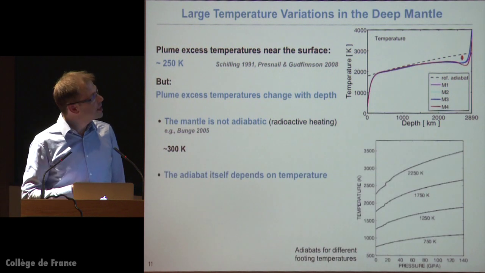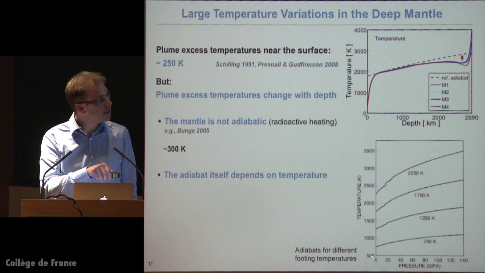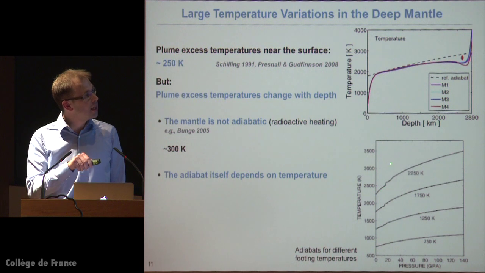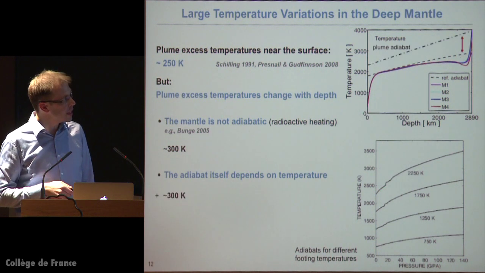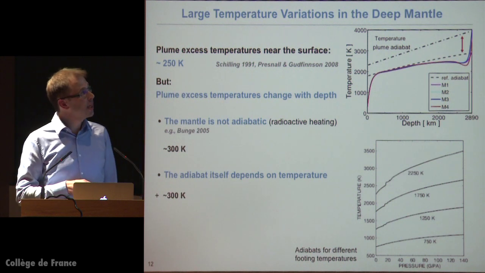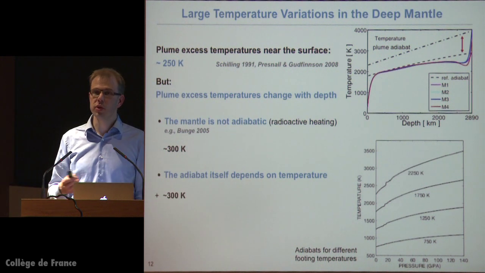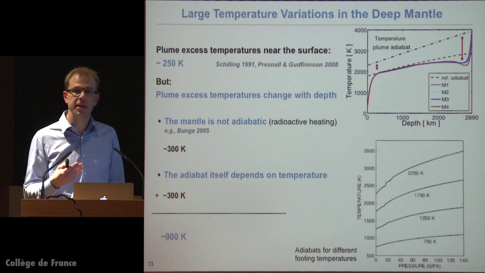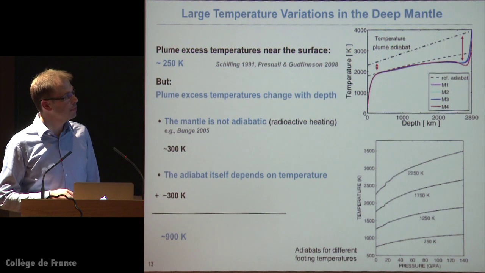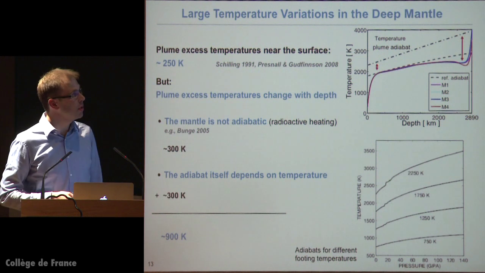The second effect is actually that the adiabatic gradient itself depends on temperature, so this is illustrated here in this figure as a function of pressure. Depending on the potential temperature, the adiabatic gradient gets steeper with higher temperatures. So for the plumes, this means we have to take into account a steeper gradient for the adiabatic ascent, and this gives another 300 Kelvin plume axis temperature difference between lower and upper mantle. So taken together, we expect at least 900 Kelvin to 1000 Kelvin plume axis temperatures in the lowermost mantle. And this goes directly together with those estimates of the thermal gradient across D double prime.